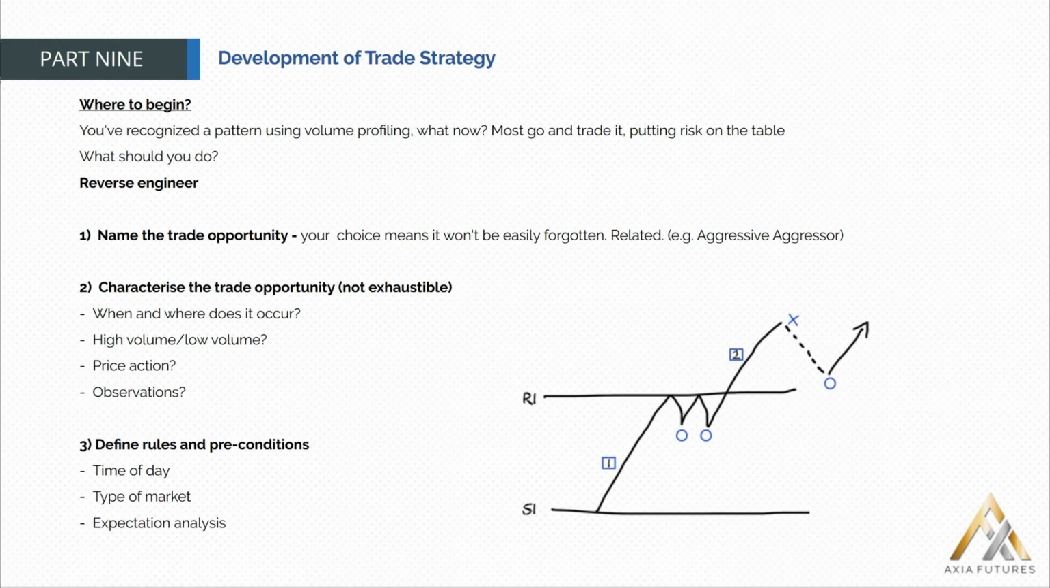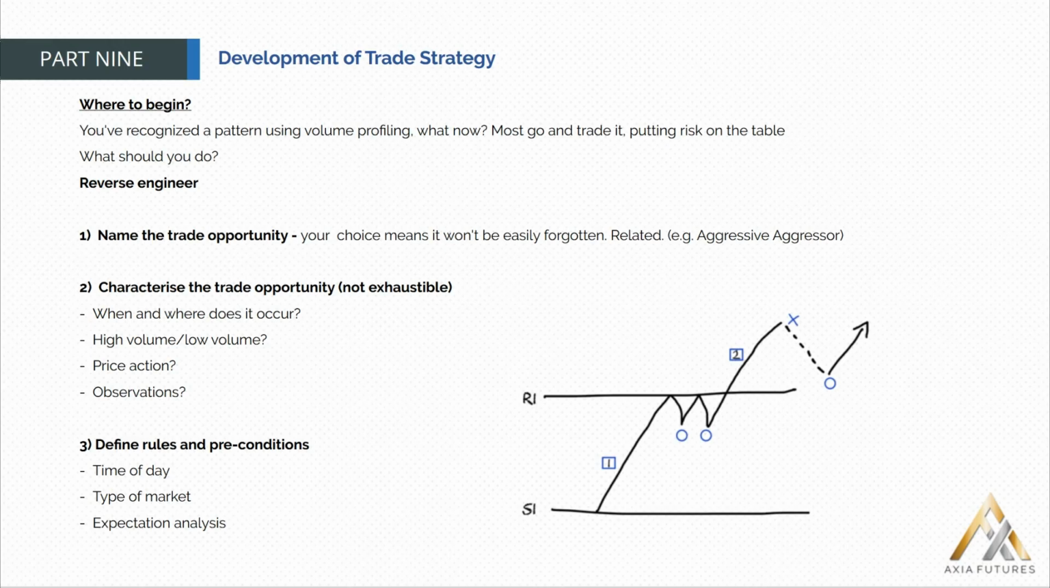Now, first and foremost, this is the step-by-step process to developing your trade strategy. Again, this is not an exhaustive list. This is merely the list that I utilize every single time I develop a new strategy. So number 1, name the opportunity. Call it whatever you want, but make it related to the trade setup.